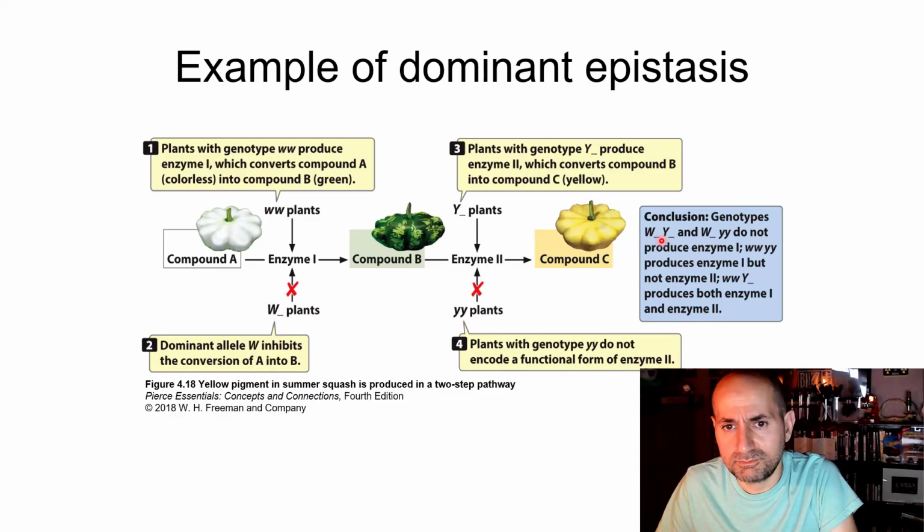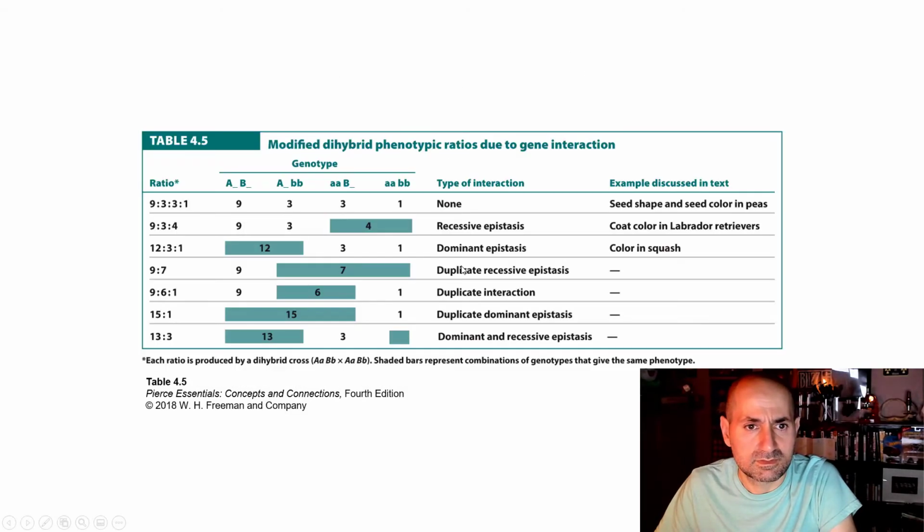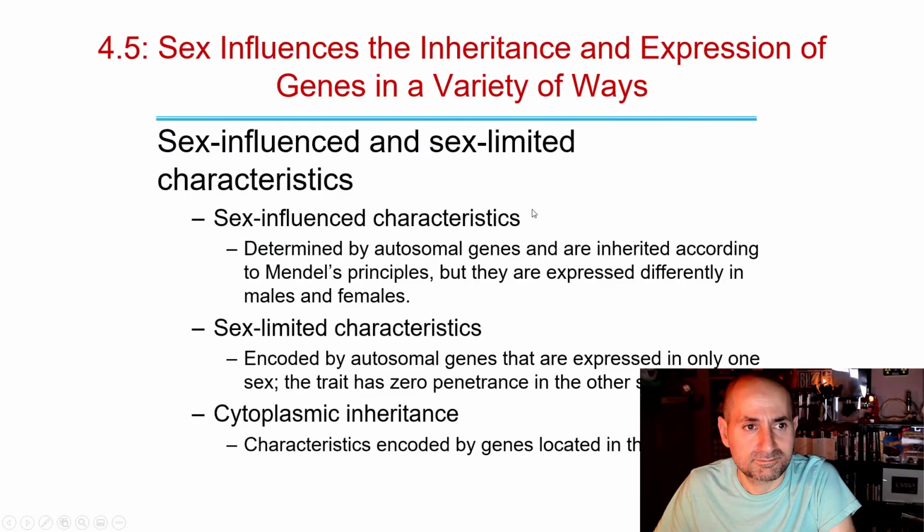Genotypes big W, big Y, and big W, little y do not produce enzyme 1. Little w little y produces enzyme 1, but not enzyme 2, so you're going to end up with green squash. And little w big Y produces both enzyme 1 and enzyme 2. That's the only way to get yellow squash. Does that make sense? Here's just a table outlining the different combinations we were talking about.